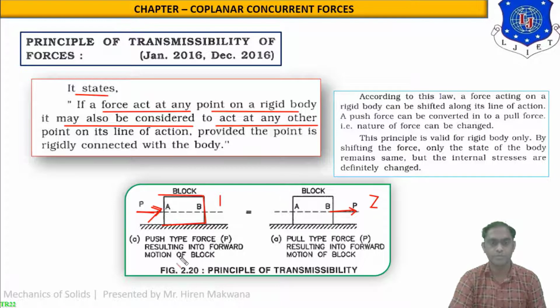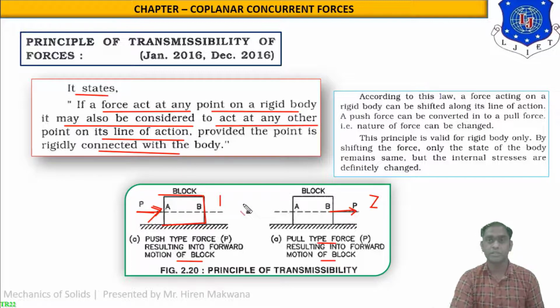A push type force P results in forward motion of the block, while in this case a pull type force P results in forward motion of the block. So in the first case the force is push type, in the second case the force is pull type, but they are resulting in the same motion, at any point on its line of action, provided the point is rigidly connected with the body. So what is the required condition? A and B, both the points or any other third point on which the forces are applicable, all the points are rigidly connected with the particular body.